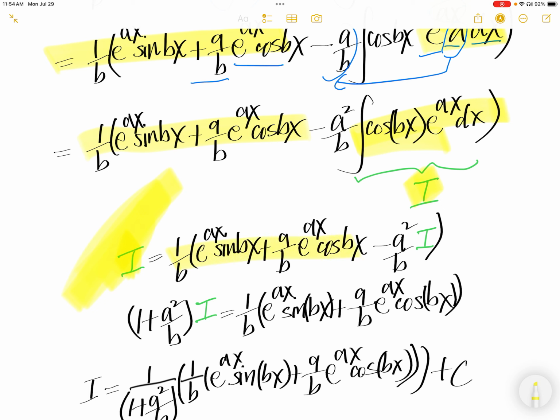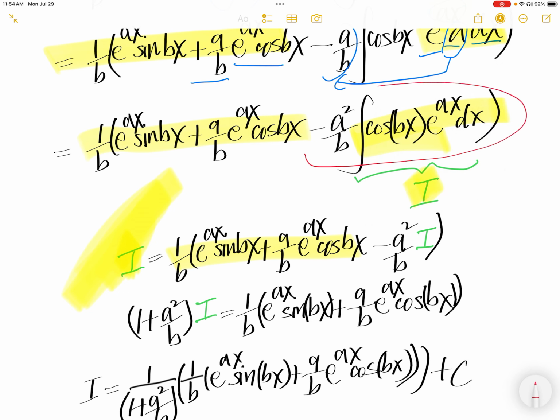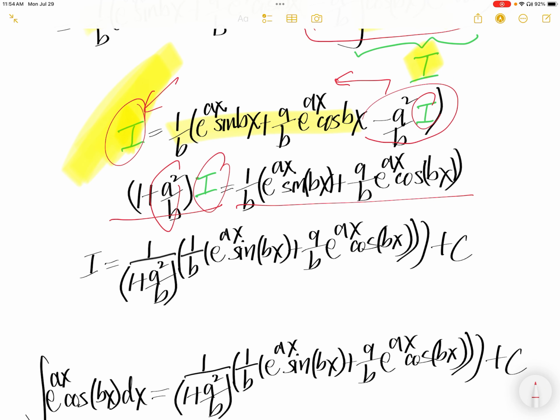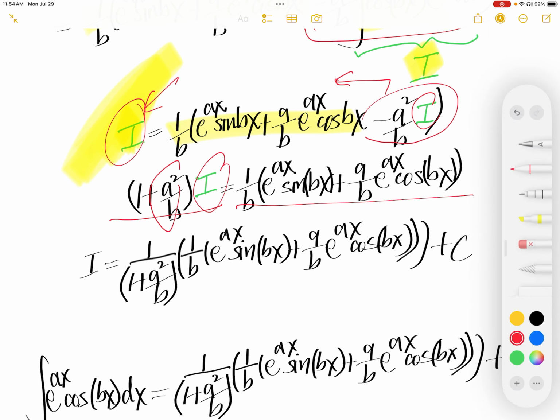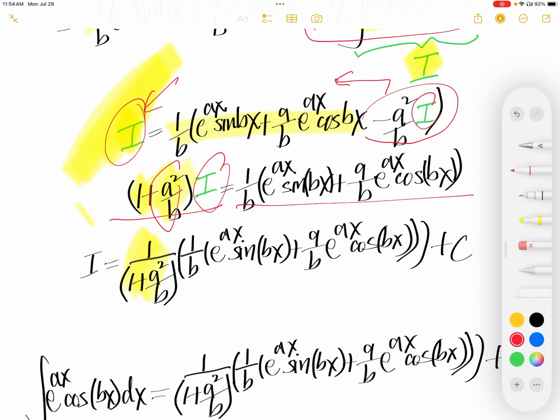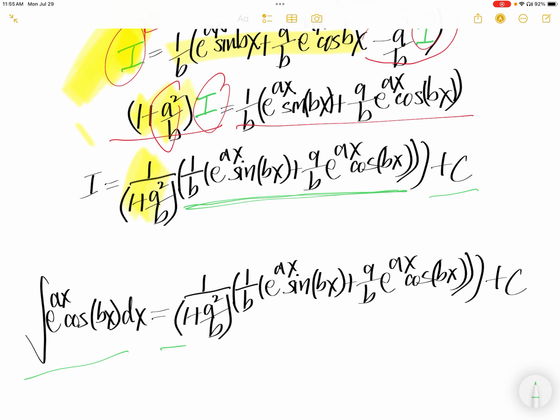Everything is the same, but now we will call this whole piece negative a squared over b squared times I. Move this to the left and combine with the original I, we have one of these, and then we have positive a squared over b squared, and then you have this I. And this piece is the right hand side. You want I, so divide both sides by this factor, and then this piece is the right hand side. Therefore, the integral is given by that.